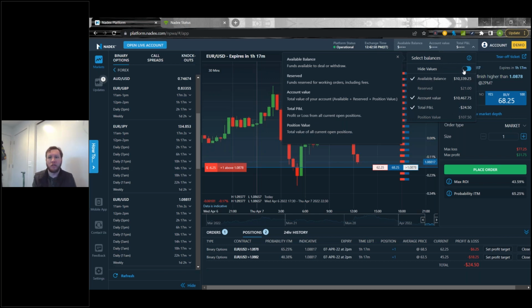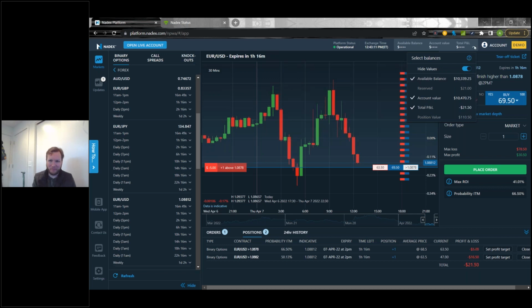You can also hide these values. I know this was a requested one for different educators and different people that maybe trade on public machines. You can hide how much money you have in your account if you don't want somebody looking over your shoulder and seeing all of that. And then we have our account section, and then this last one's just the demo or live. This will say live, obviously.